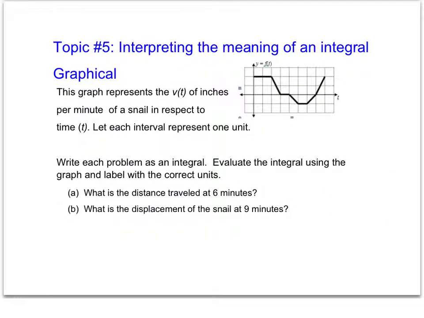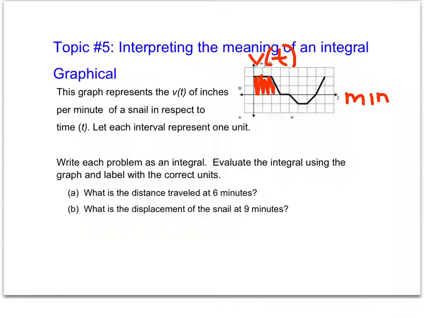Okay, can you interpret the meaning of an integral? Like for example, if I tell you that this graph where the y-axis represents the velocity of a snail with respect to time, inches per minute nonetheless, and then the t will represent time, which will be minutes. Okay, so for this problem, would you be able to tell me the total distance traveled by the snail at 6 minutes? So in other words, how far did it travel in these first 6 minutes?